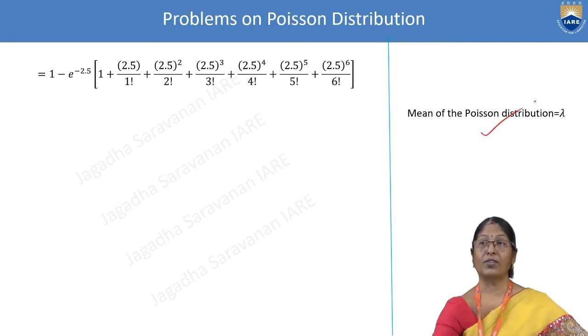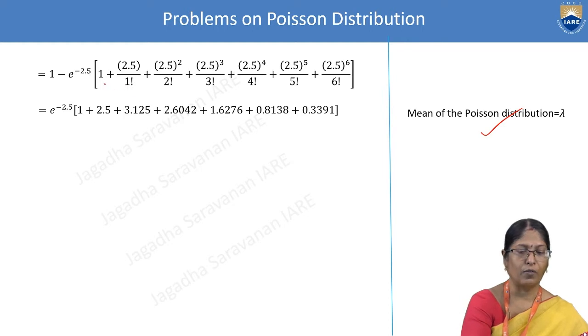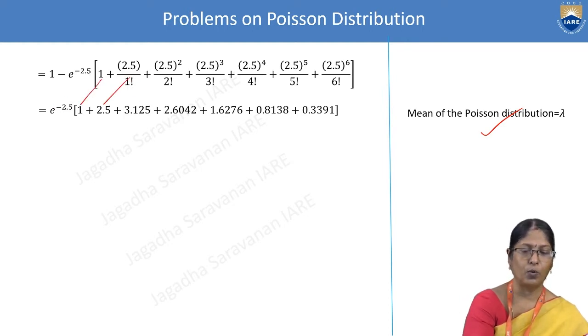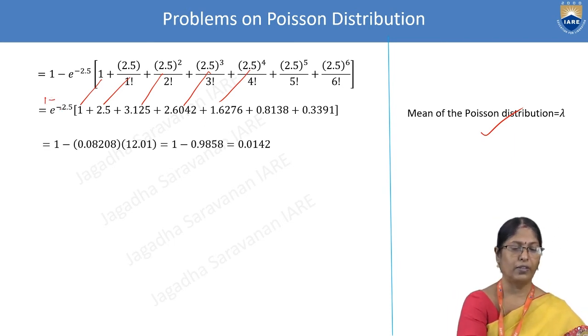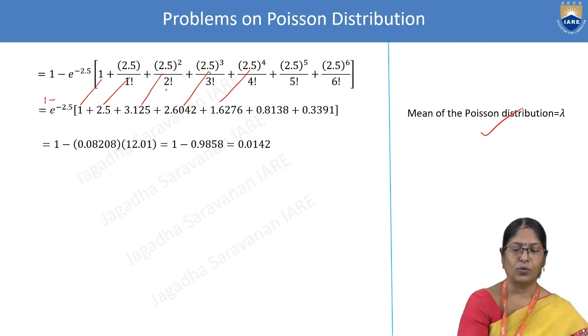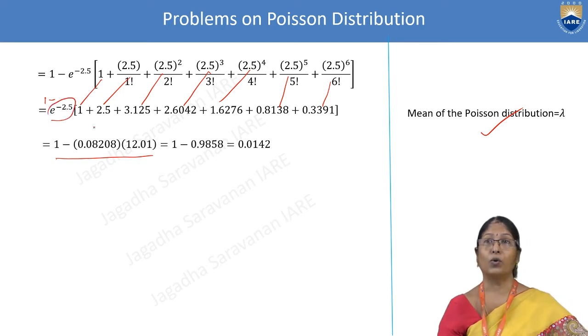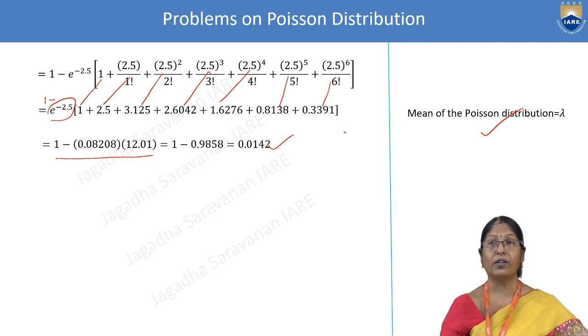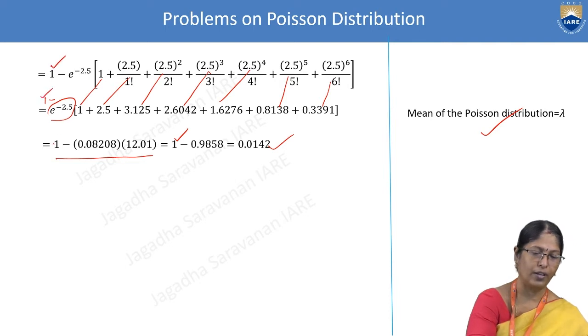So we know the mean of the Poisson distribution is lambda. Now, if you are noticing here, 1 is there, here 2.5. We are getting the first one as 1, so here also 1 is there. So it is 1 minus e power minus 2.5. All the simplification is done. The final result, using the calculator, we can find this e power minus 2.5. The final result we got is 0.0142. This one is nothing but this one, that is only written here.